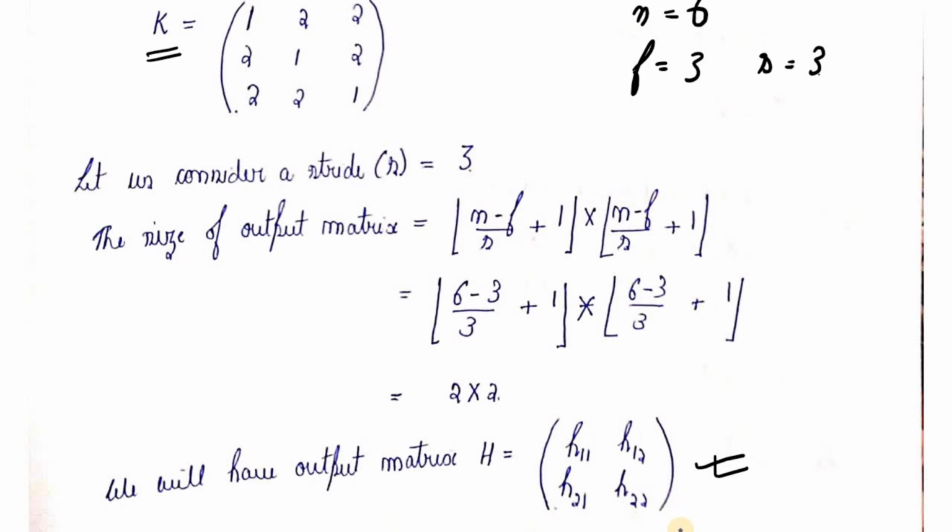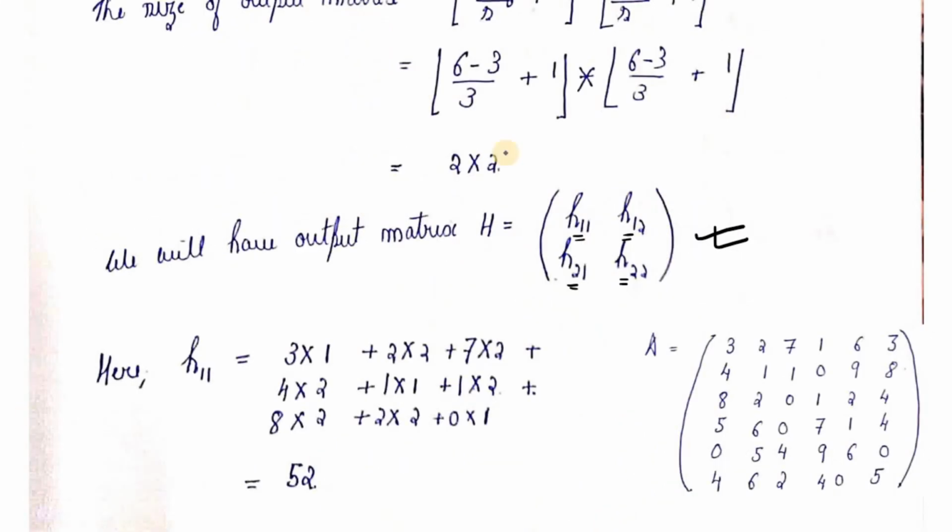So what exactly are these terms h11, h12, h21 and h22? How exactly are these terms derived? This is what we are going to explore in depth. We have this matrix A, which is the input matrix, and since the kernel is of size 3, we consider the first submatrix of size 3 cross 3 for the calculation of H11.